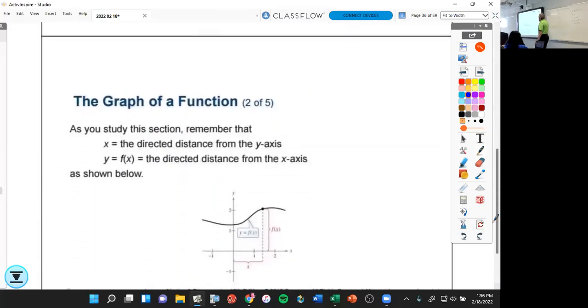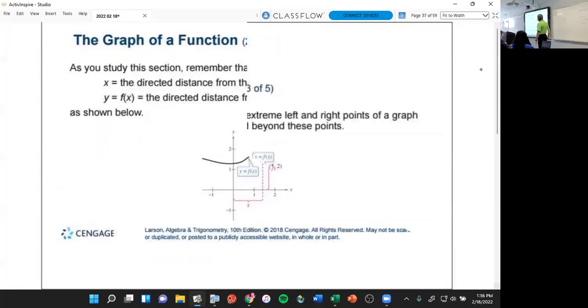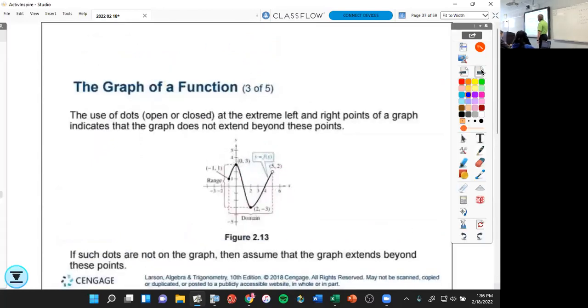It's just what is y. So here's a graph. X is the distance from the y-axis, right? And y would be the distance from the x-axis. No big deal. Easy stuff. Remember the difference between an open circle and a closed circle? An open dot and a closed dot?